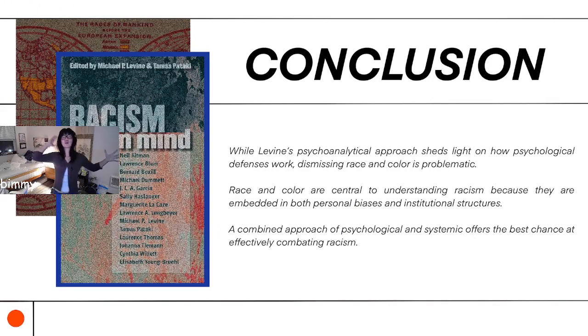And in conclusion, while Levine's psychoanalytical approach sheds light on how psychological defenses work, dismissing race and color is problematic. Race and color are central to understanding racism because they are embedded in both personal biases and institutional structures. A combined approach, psychological and systemic, offers the best chance at effectively combating racism.